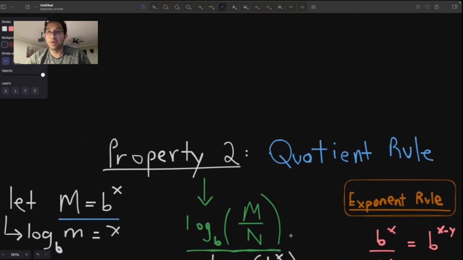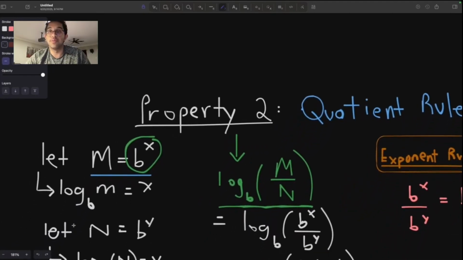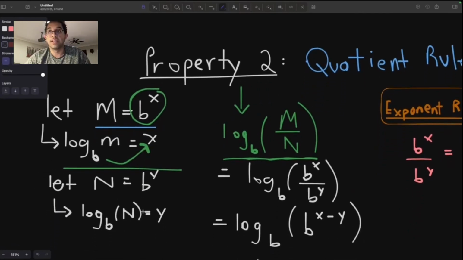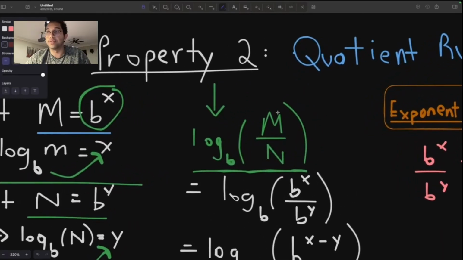So similar to the last question, we want to set m and n equal to clever powers that have bases of b, because with the same base, the log rule makes it a lot easier to determine the unknown value. So we set m equal to b to the power of x. Through the reverse log rule, b to the power of x equals m. We set n equals b to the power of y, and b to the power of y equals n. So what we can do is plug those in.